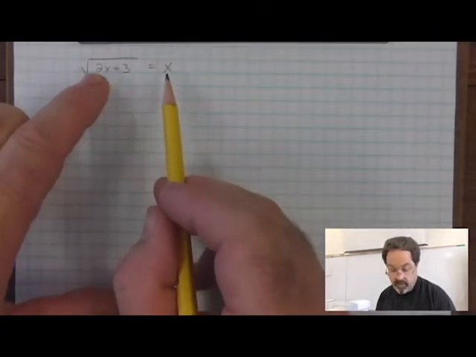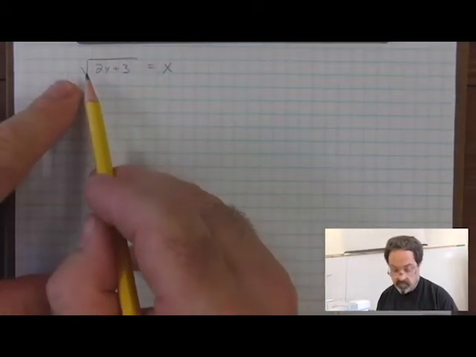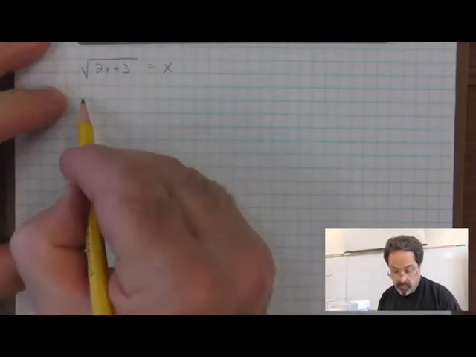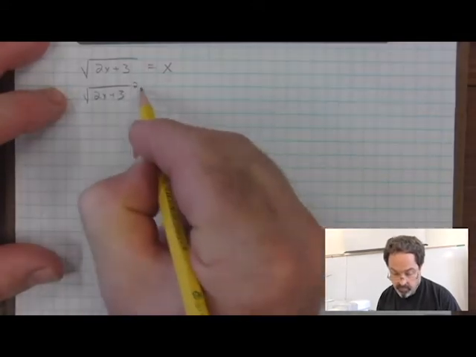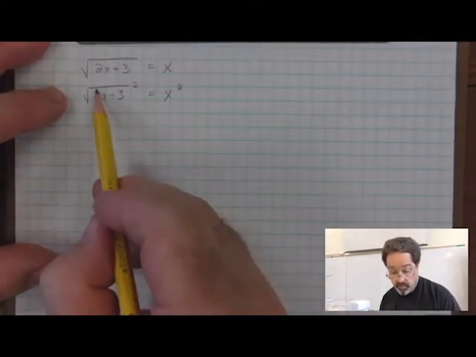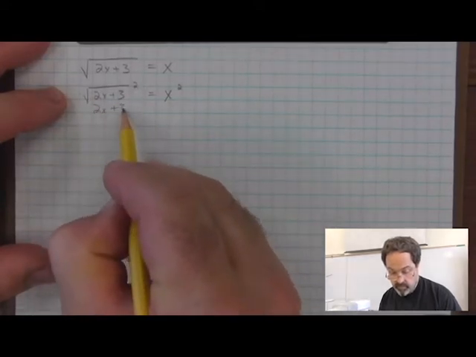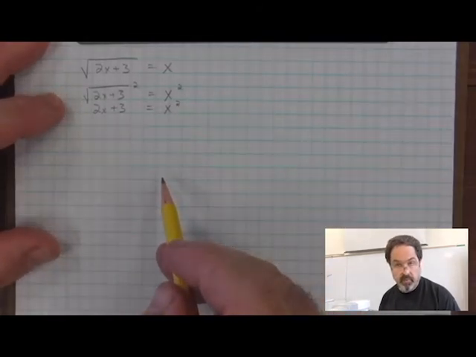I can see that I've got x in two places, but the first thing I'm going to do is square both sides in order to clear this square root. I'm going to take the step of squaring both sides. When I do, the square root and the square will cancel out, leaving 2x plus 3 on the left. Now on the right, I have x squared.